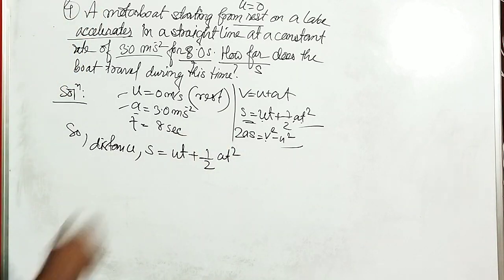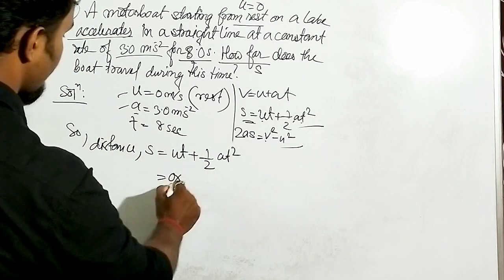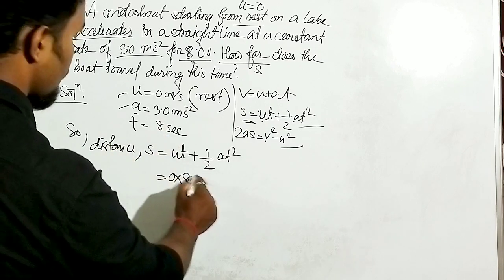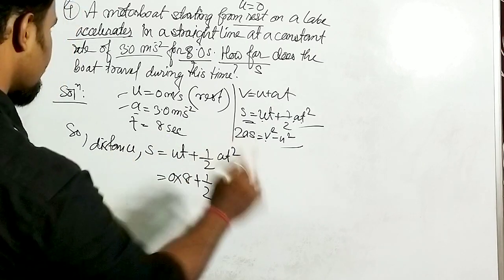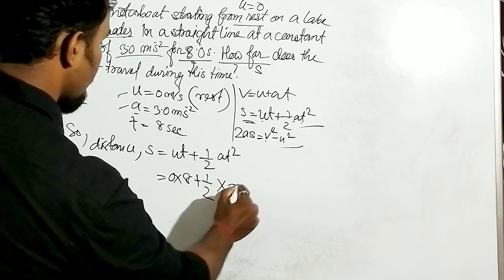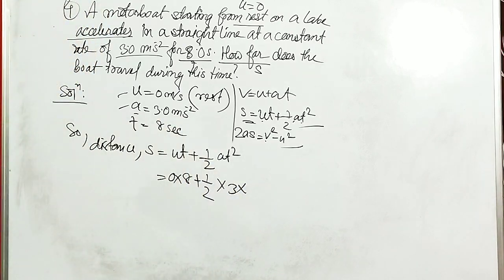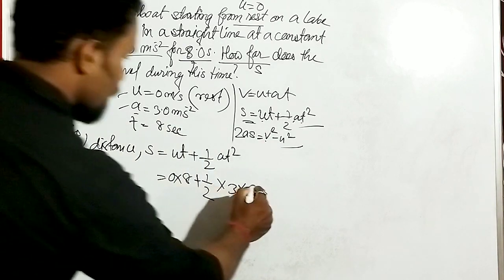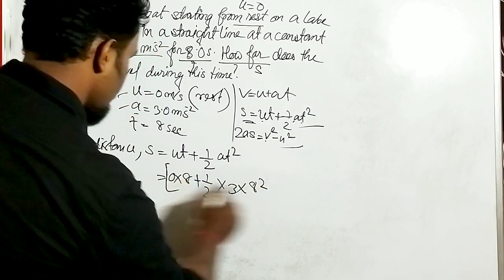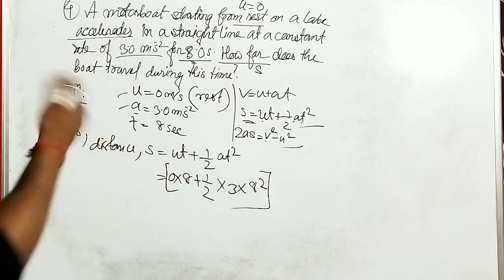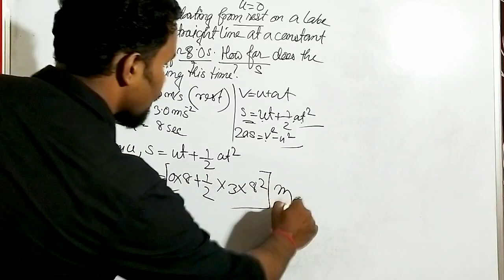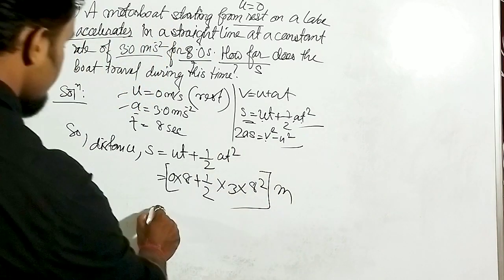Simple formula. u is given as 0, so we can write 0 into t, plus half is also half. a is given as 3 and it is also given as t equal to 8 seconds. That means you can write 8 square. So give a bracket. Since all are in meter, the distance will be in meter. We can write, right? So 0 into 8, 0.